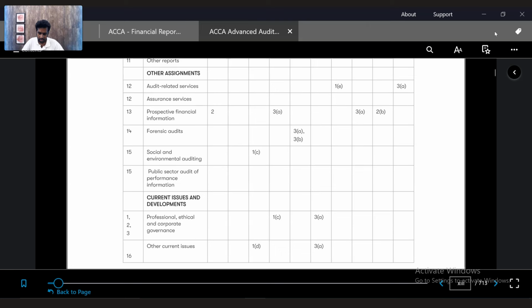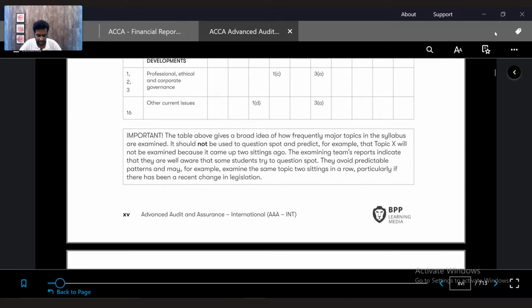So this particular table here is not to give you an idea, okay, I will study only these chapters and I will pass the paper. It's just to give you a fair idea that, okay, these are the major areas that are frequently being tested, etc.